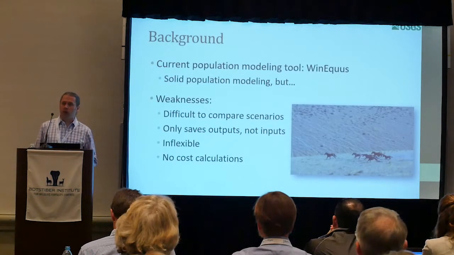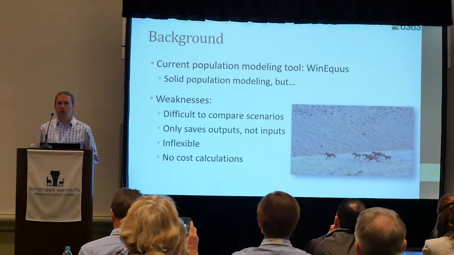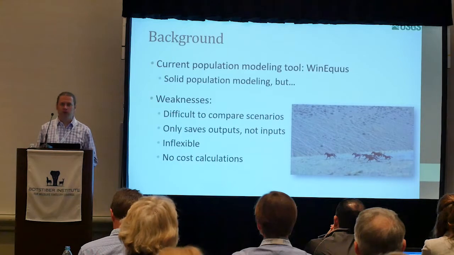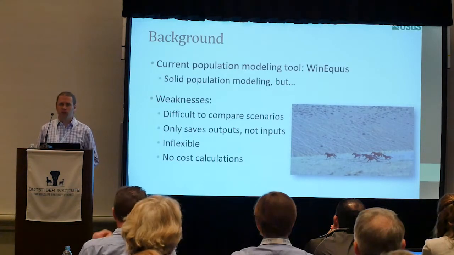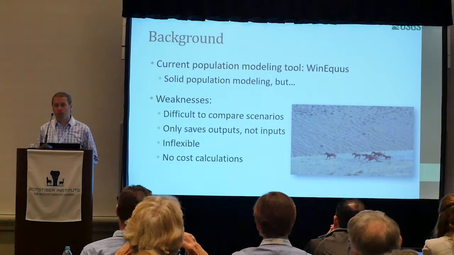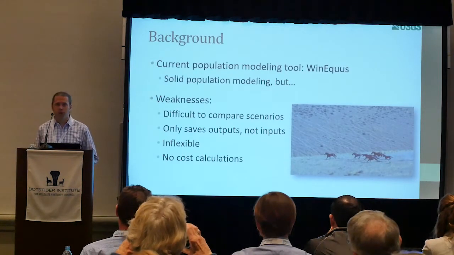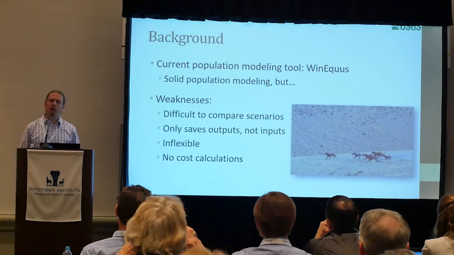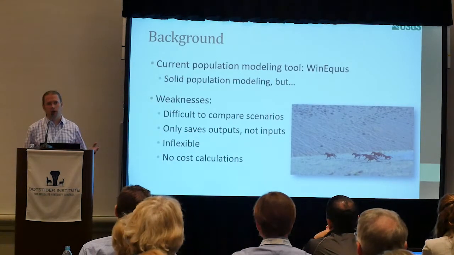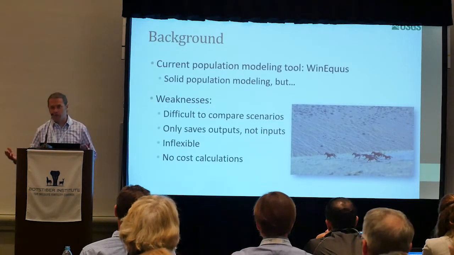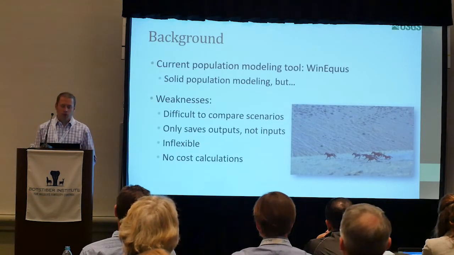So the background here is the current modeling tool is called WinEquus. It was developed by Steve Jenkins in 1996. It's a really good population modeling tool. The problem with it is it has weaknesses. The big weaknesses are it's really difficult to compare scenarios. It outputs one thing at a time, which makes it difficult to say, what if I try something else?